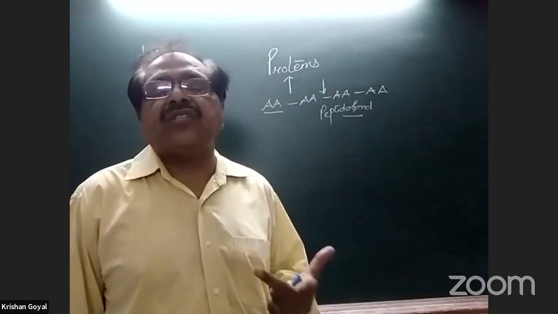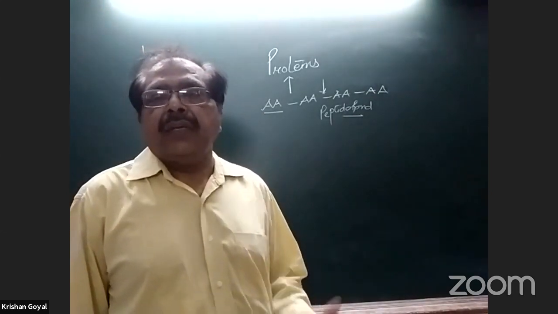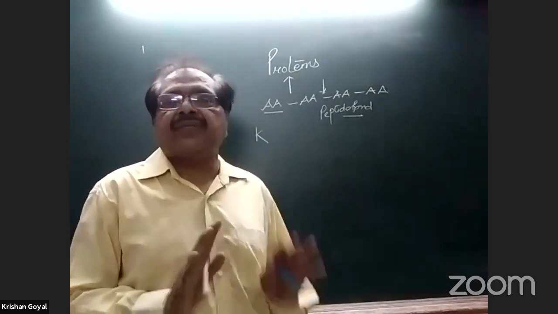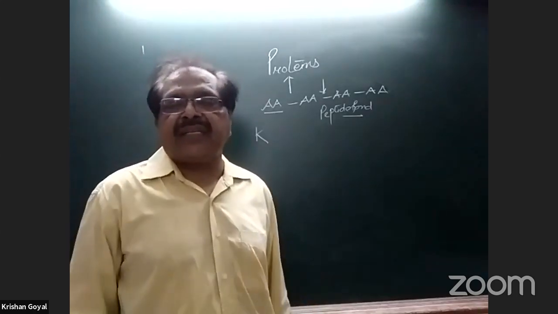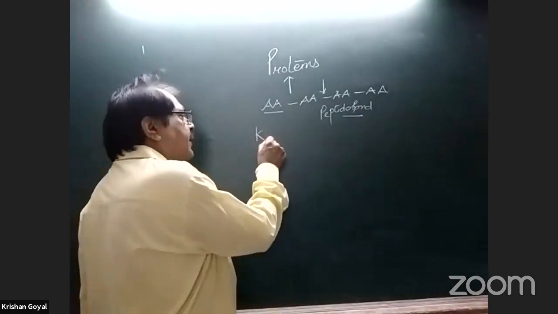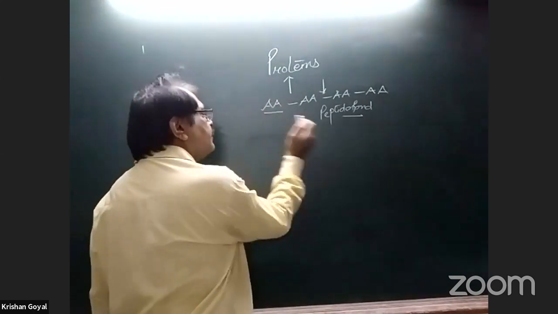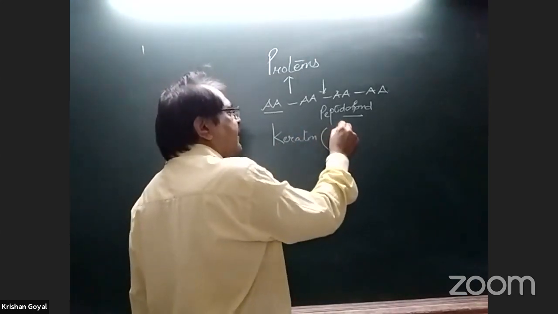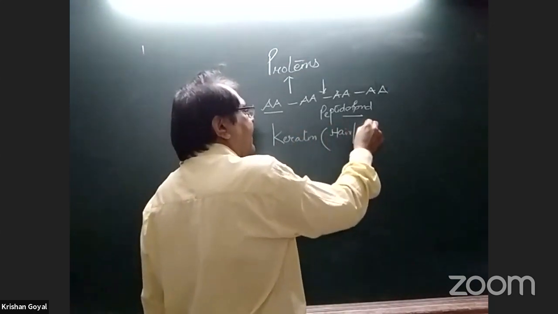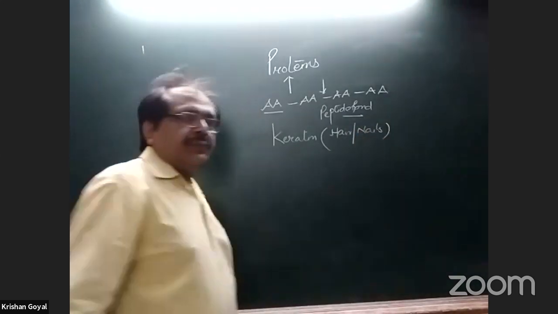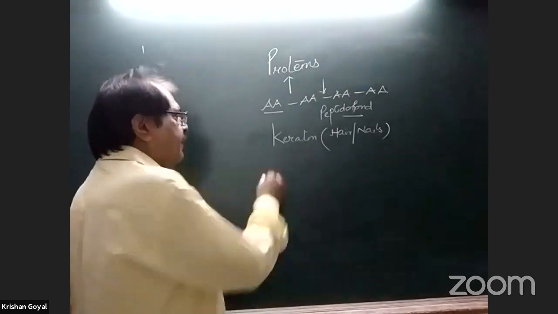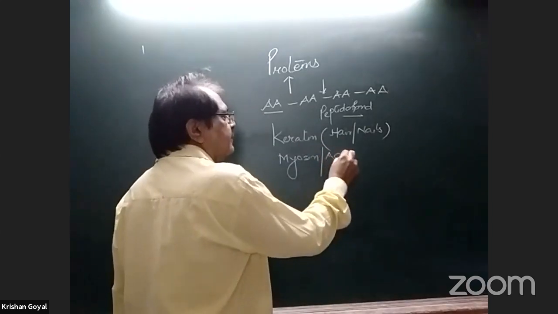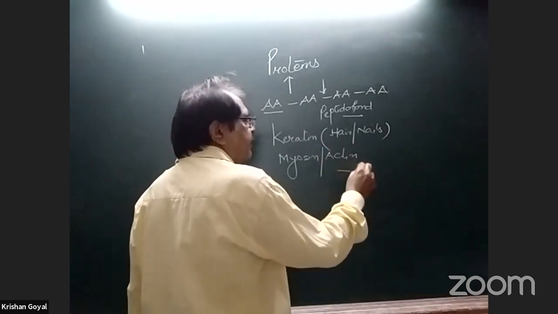Now, a few examples of proteins that we want to tell you. Keratin. One question you are going to get in the examination. Many a time this question has been set. In 2015, this question was set in the examination. Keratin is a protein present in hair and in nails. Then myosin and actin are present in muscles.